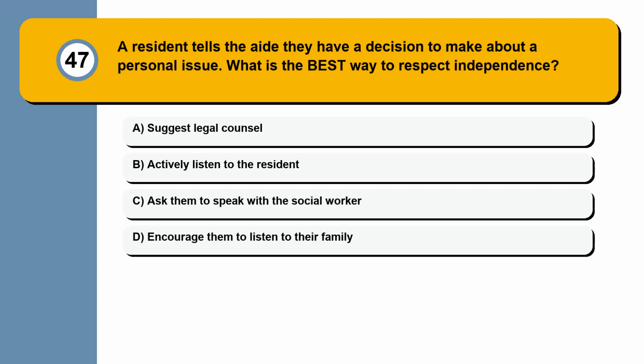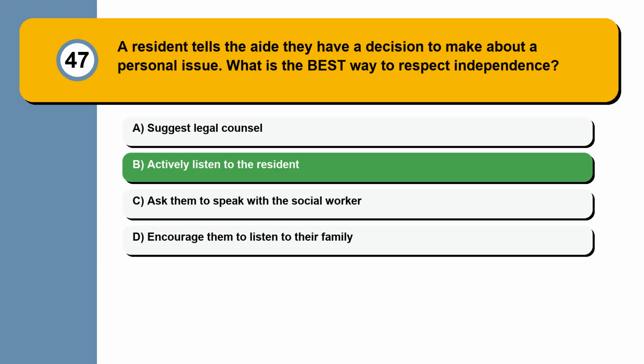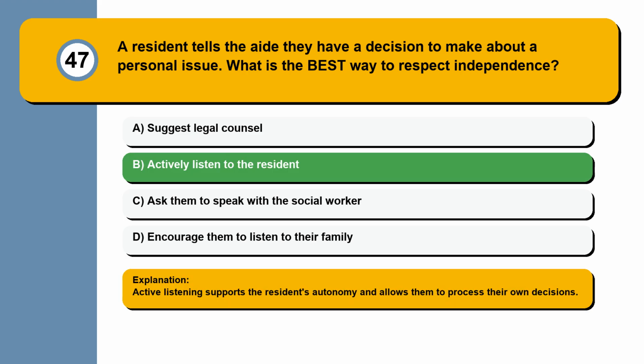Question 47. A resident tells the aide they have a decision to make about a personal issue. What is the best way to respect independence? Suggest legal counsel. Actively listen to the resident. Ask them to speak with the social worker. Encourage them to listen to their family. Active listening supports the resident's autonomy and allows them to process their own decisions.